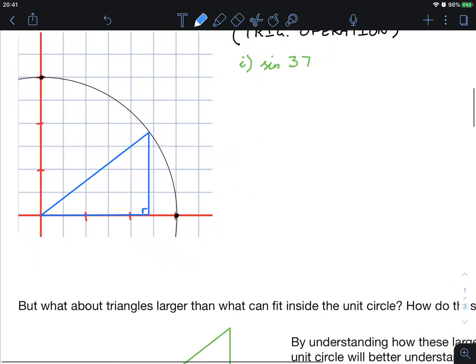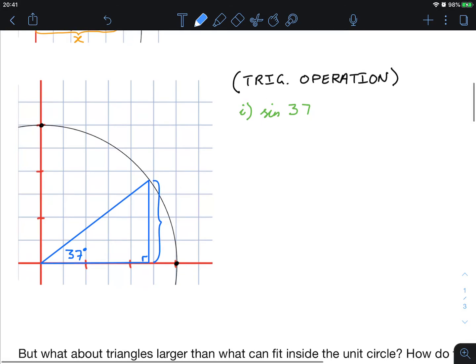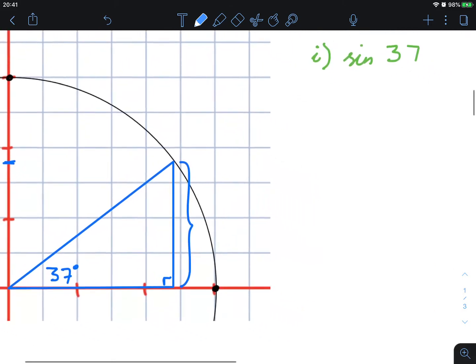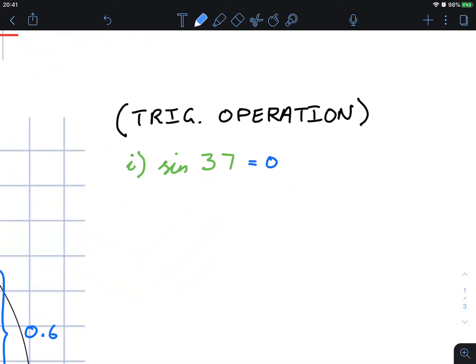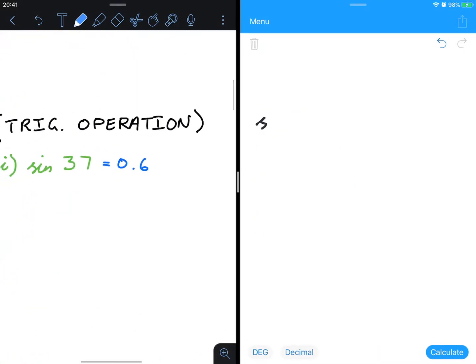And we're now going to find the length of the opposite from the angle of 37 degrees. So what is this length here? To me that looks about 0.5. It's divided into fifths, so I'd say that's about 0.6. So sine 37 calculated by hand is 0.6. And if we calculate this using a calculator, sine of 37 is 0.60181, etc.